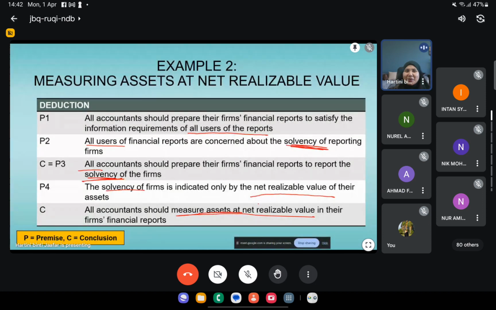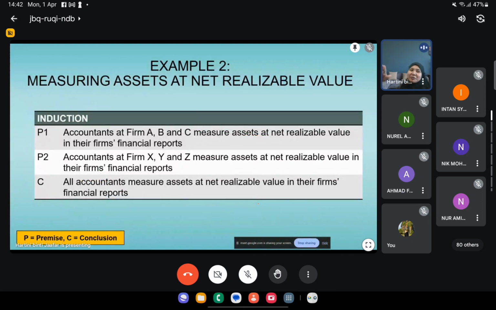Okay. So whereas for inductive approach, you tengoklah accountant firm A, B, C measure asset, accountant XYZ pun measure asset at net realizable value. So which means that all accountants measure asset at net realizable value in their firm's financial reports, which means that this is the kind of information that we need to have in our financial report. So that is the conclusion from the inductive approach.